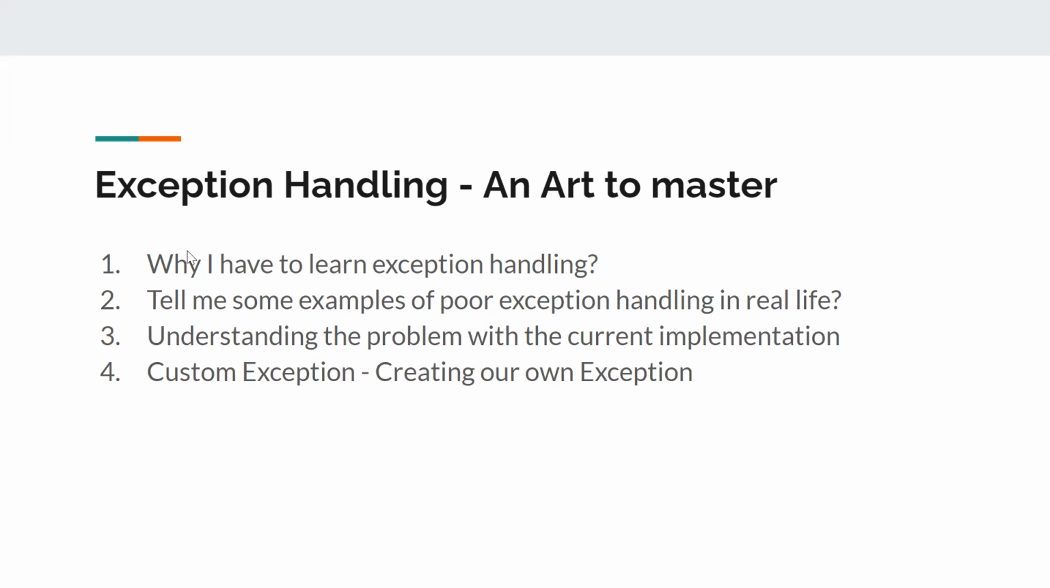To explain that, I need to give you some examples of poor exception handling in real life, so that you can really imagine how important it is to handle the exception properly. Normally, as automation engineers, we tend to add a try catch block, or we simply throw the exception or declare it in the method signature, right? So we normally don't understand how we need to properly handle this. So we will understand with a very quick example from real life.